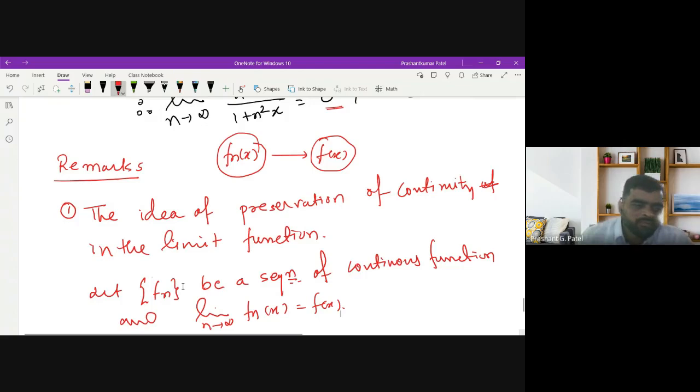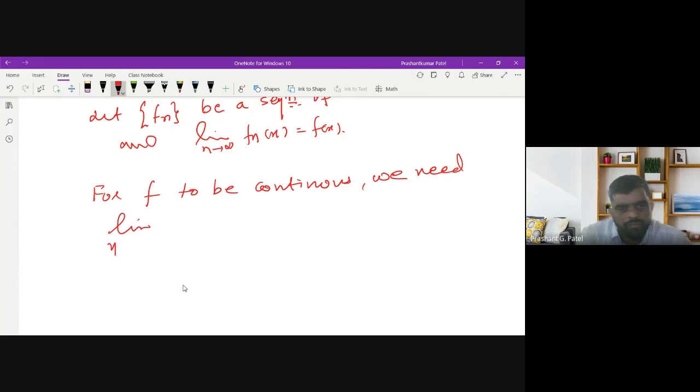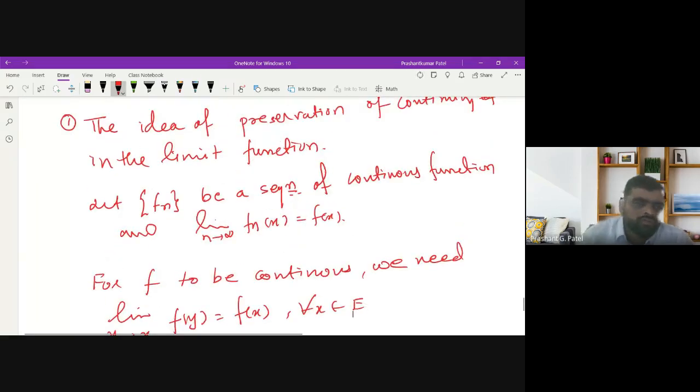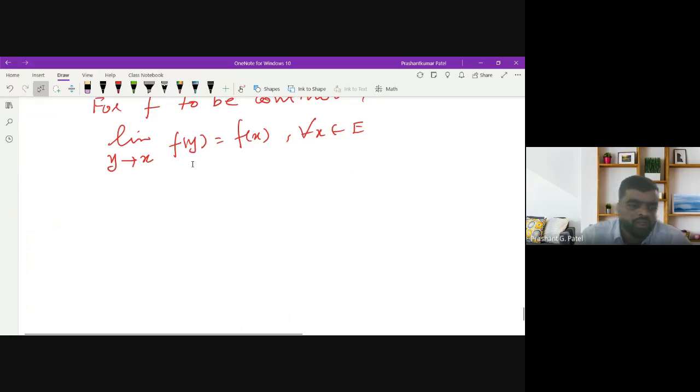That means for f to be continuous, what I require is that the limit as y tends to x of f(y) is equal to f(x). If it is defined on E, then for every x this has to hold, because it is continuity we are talking about.